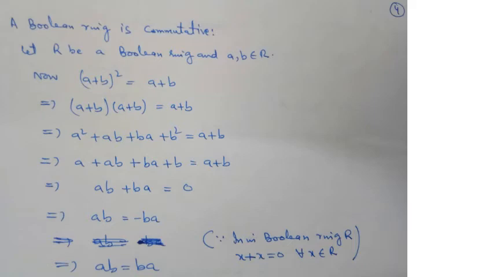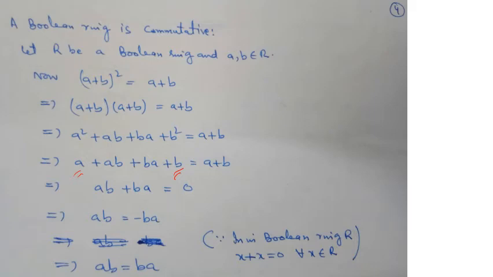But a square is a, b square is b. So a plus ab plus ba plus b equals a plus b. So from this we get ab plus ba equals 0 because this a and a will go and b will also go. This means ab equals minus ba. But we know that in the previous slide we have seen that in a Boolean ring x plus x equals 0 for all x in R.